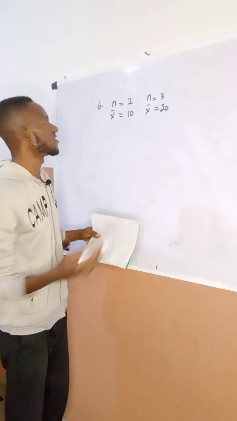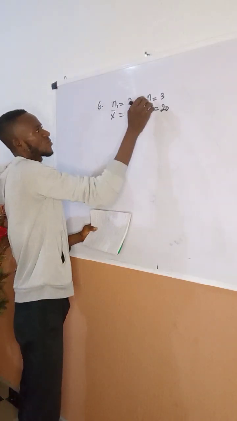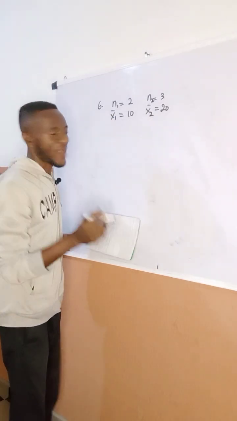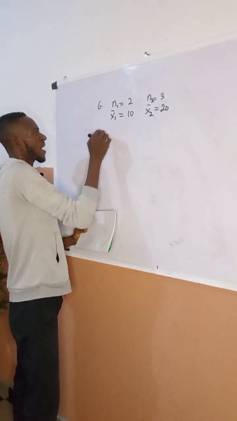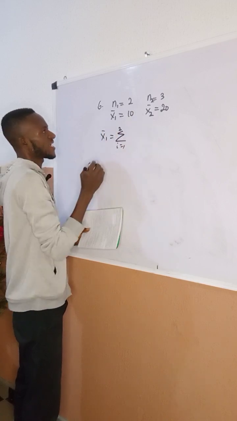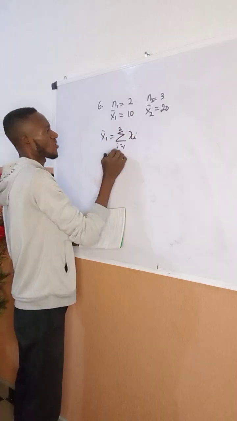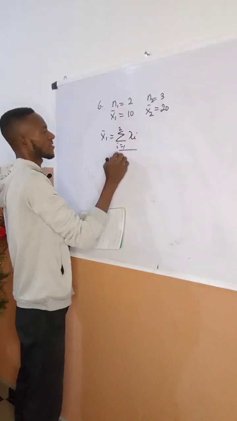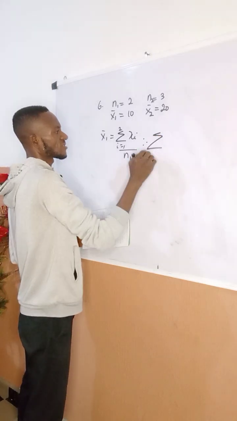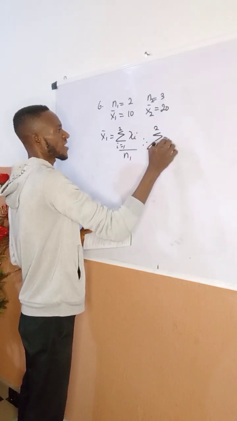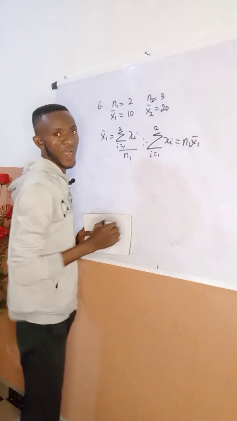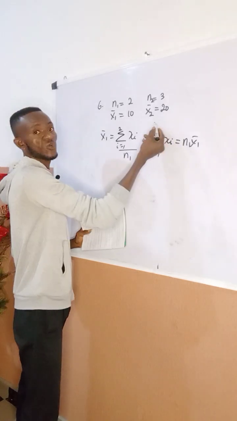So what you are going to do here is I can call this one my n1, call this one my n2, call this x bar 1, call this one my x bar 2. And I will be able to use that formula. Now my x bar 1 equals summation i running from 1 to 2, because n here is 2, of x i all over n1. In that case, that will make the summation i running from 1 to 2 of x i equals n1 times x1, which gives me n1 x bar 1.